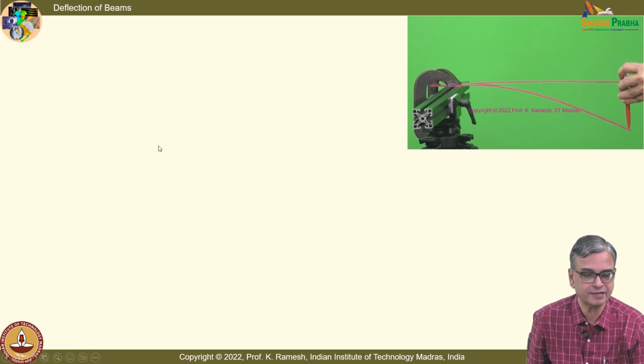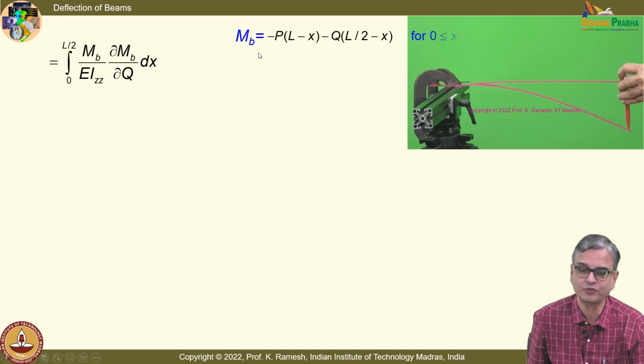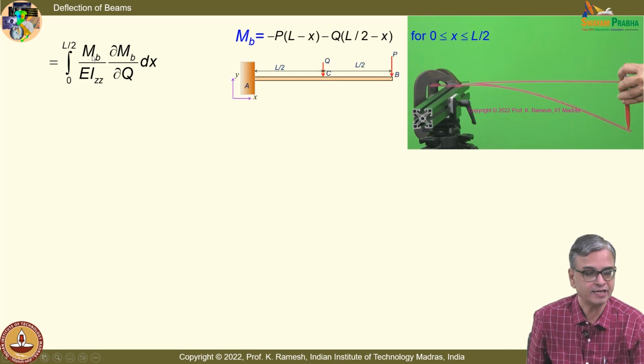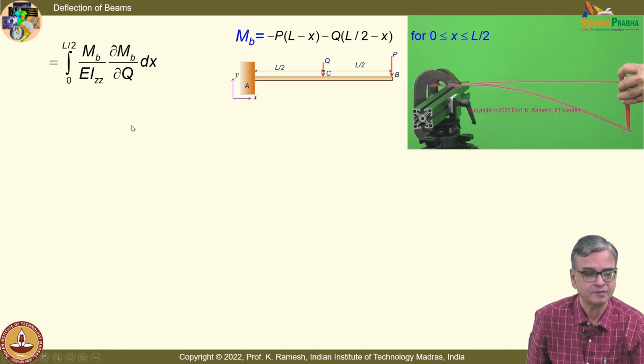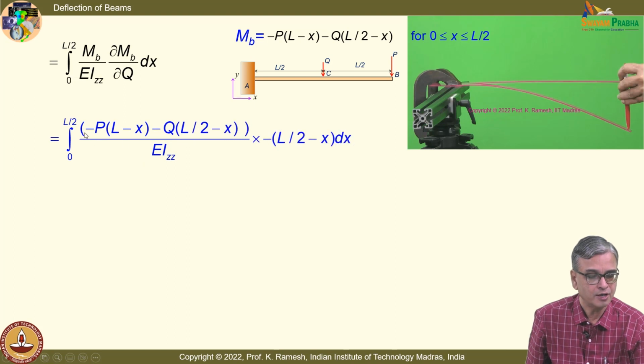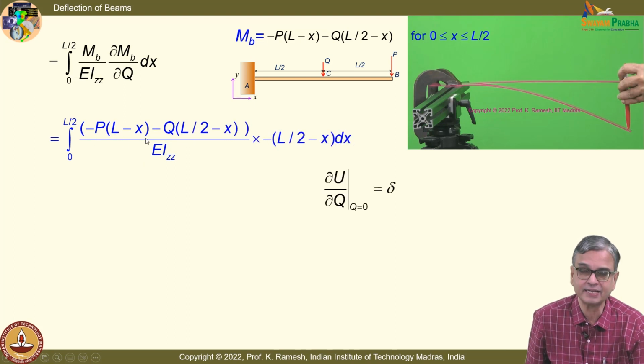So, I have this expression rewritten here, and you also know what is the expression for Mb. Can you differentiate this and then do the integration and substitute the values? You can differentiate this Mb with respect to Q. So, this expression reduces to minus P multiplied by (L minus x) minus Q multiplied by (L by 2 minus x), whole divided by EIzz. And when you do dou Mb by dou Q, this expression reduces to minus (L by 2 minus x) dx.